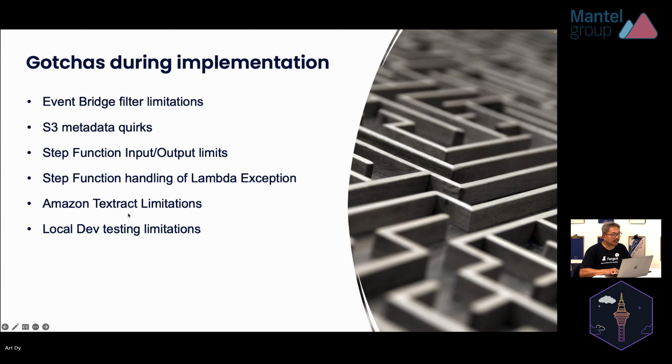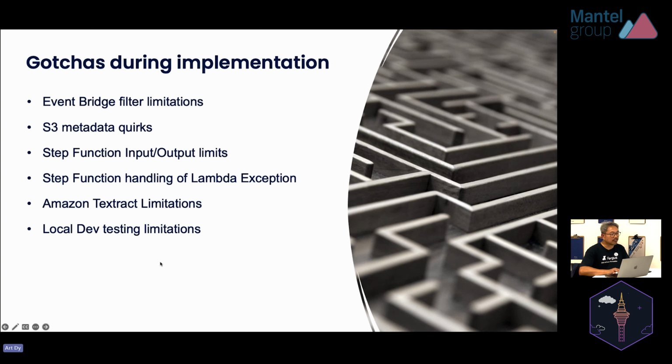Then the Amazon Textract limitations. These are hard caps. You can only do 5 requests per second. That's in the Sydney region. Actually, even in the US region, you can only do 5 requests per second.